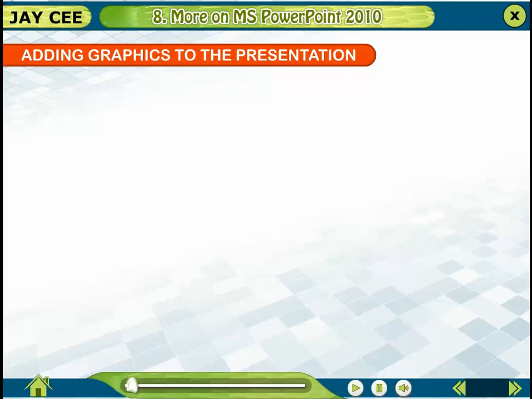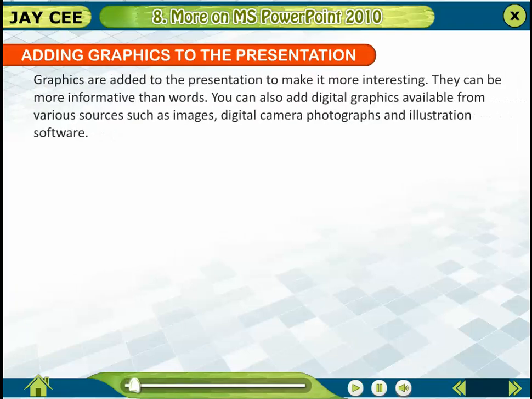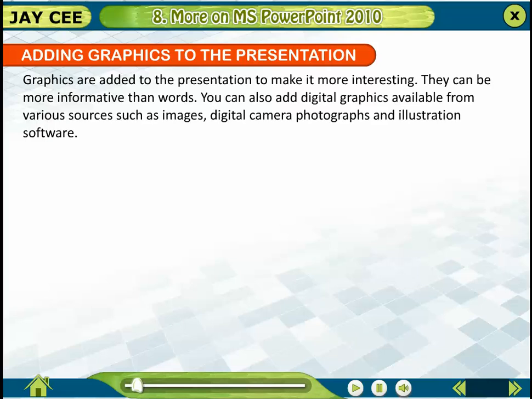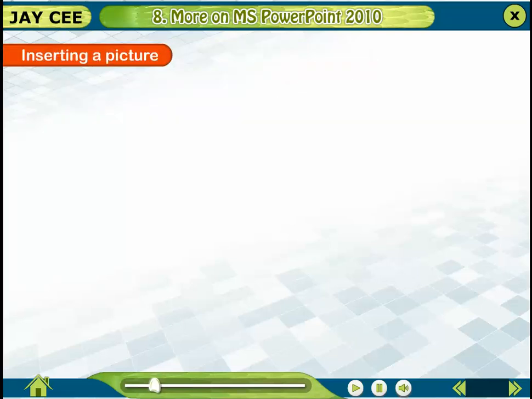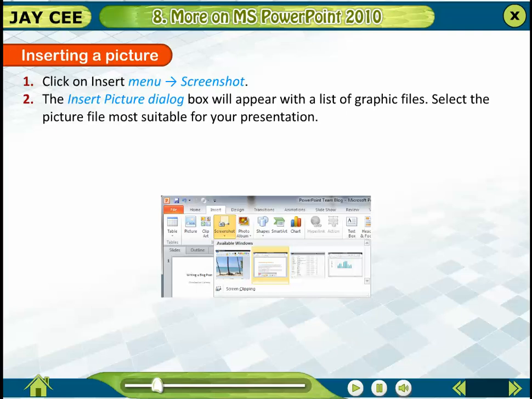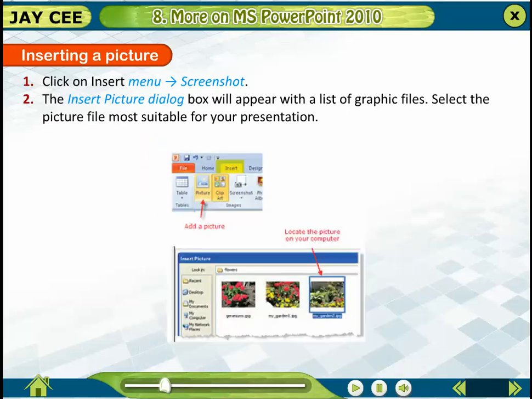Adding graphics to the presentation. Graphics are added to the presentation to make it more interesting. They can be more informative than words. You can also add digital graphics available from various sources such as images, digital camera photographs, and illustration software. Inserting a picture. Click on Insert menu, Screenshot. The Insert Picture dialog box will appear with a list of graphic files. Select the picture file most suitable for your presentation.